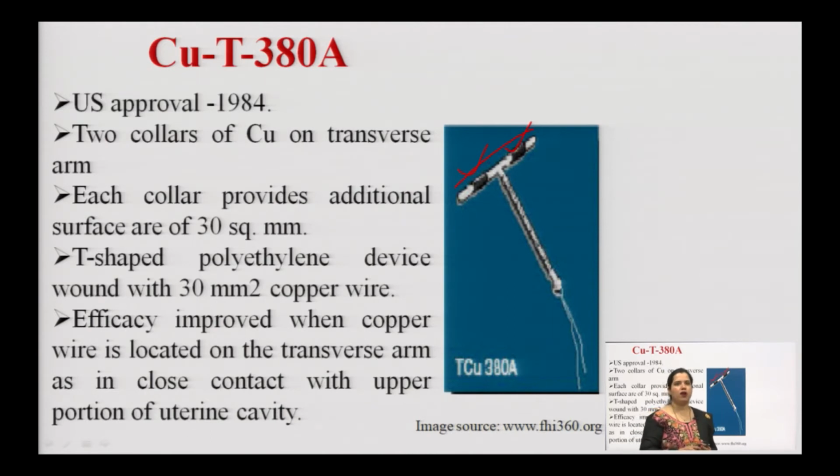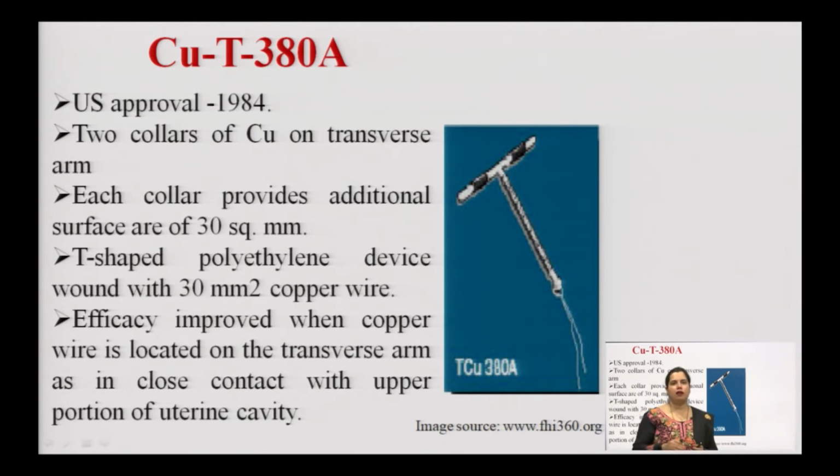So, each collar provides additional surface area of 30 square mm, and it is all the same T shape. The last type, 220C, also has this type of design with vertical and horizontal arms, but with some different specification in the surface area of copper wire used on the device. So, here each collar provides an additional surface area of 30 square mm, right.